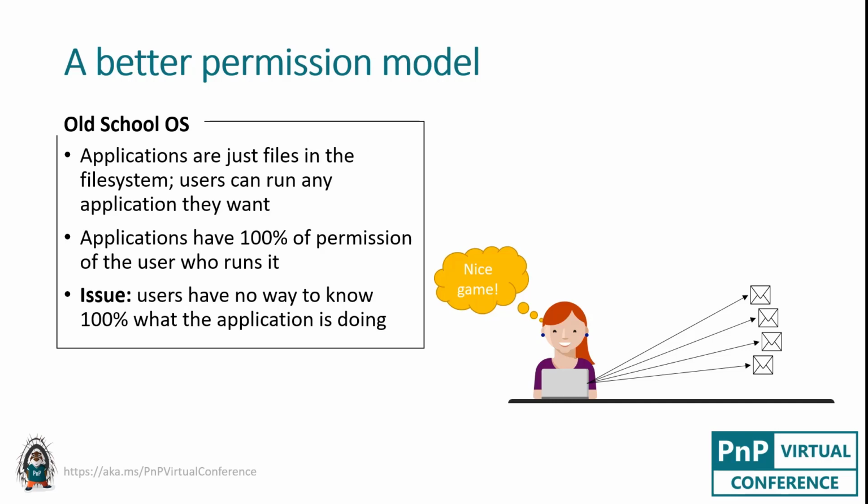So for instance, while this user plays a fun game, the application could be reading all her contacts and sending them spam emails. Now, we'd rather that didn't happen, but in an older operating system, there might not be an easy way to prevent it.